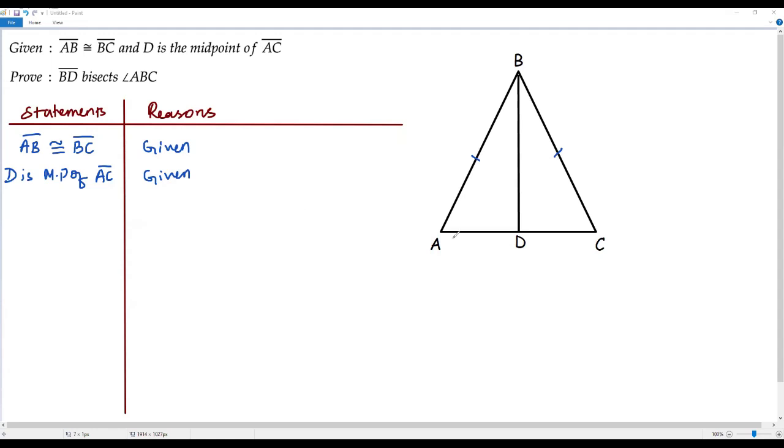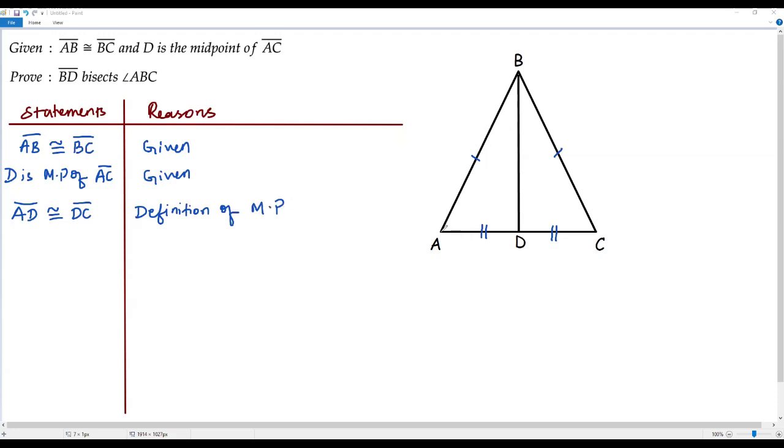And since D is the midpoint of the side AC, the point D will bisect the line segment AC into two equal parts. That is, the length of the line segment AD and the length of the line segment DC must be equal. Okay, so we can write the stuff over here. So line segment AD is congruent to line segment DC. The reason for this one is definition of midpoint. Let me write this stuff over here. Definition of midpoint.